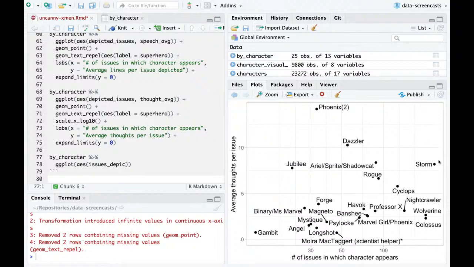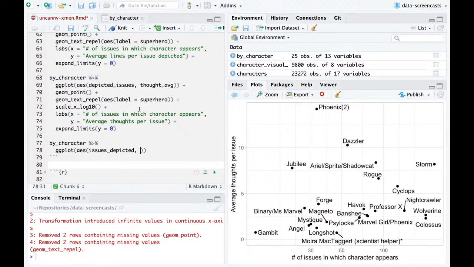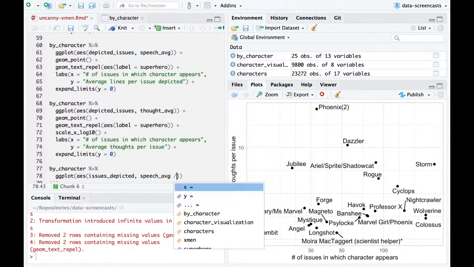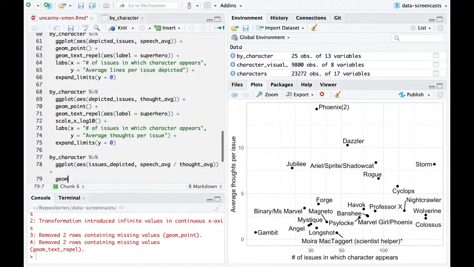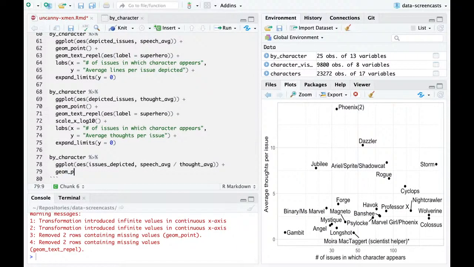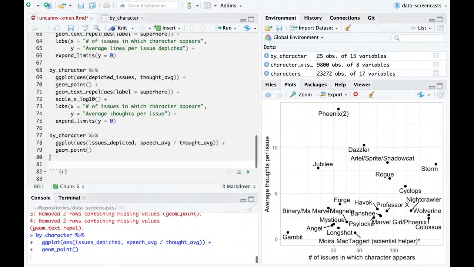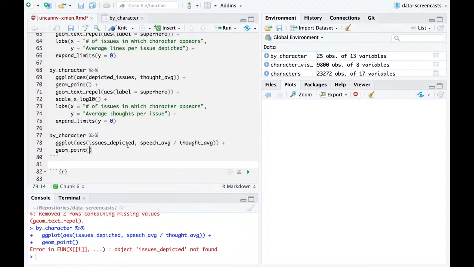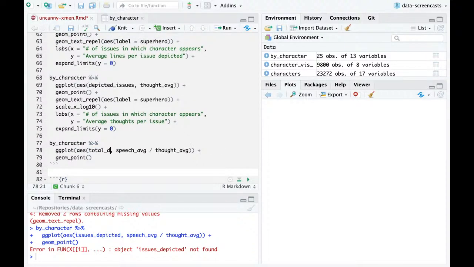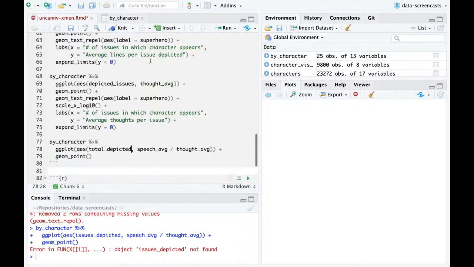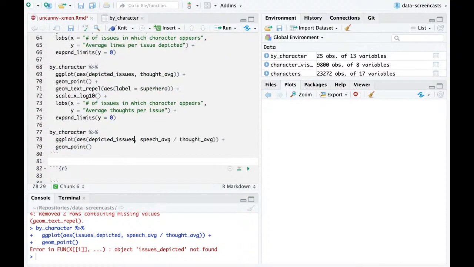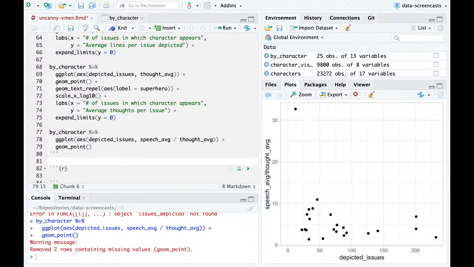Okay, so this really gets across thoughts per issue. Storm often shows her internal monologue. Wolverine and Colossus much less so. This is really interesting, and it also shows our last variation where we can actually do the speech versus thought ratio. Let me put a geom_point and say, here we go. Issues depicted. No, total depicted. Or is it issues depicted? It's issues depicted. It's depicted issues. Yes. And we have ratios.